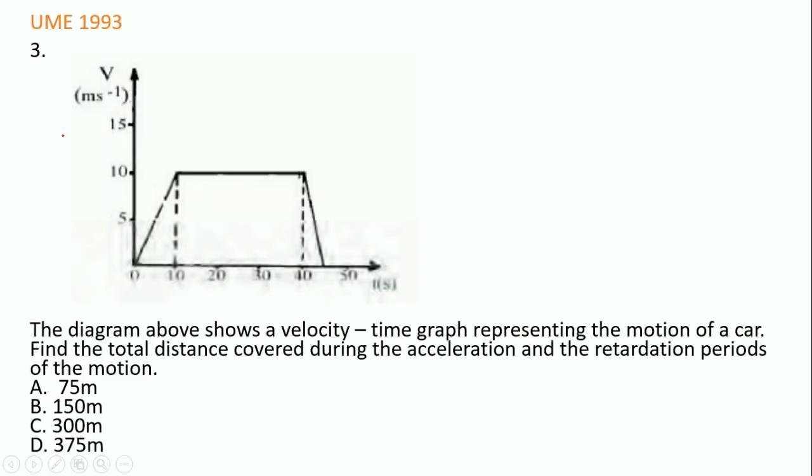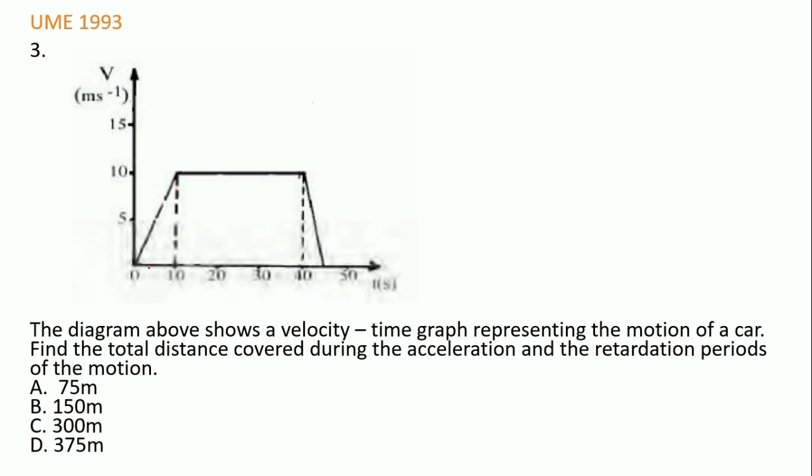The next one, UTME 1993 question number 3. The diagram above shows a velocity time graph representing the motion of a car. Find the total distance covered during the acceleration and the retardation periods of the motion. Now, you've got to be very careful here. You are told to find the total distance covered during the acceleration period, when it was accelerating, and the retardation period, not the total distance covered for the journey. The total distance covered for the journey is going to be the area under the whole graph, but it's just the acceleration and the retardation period.